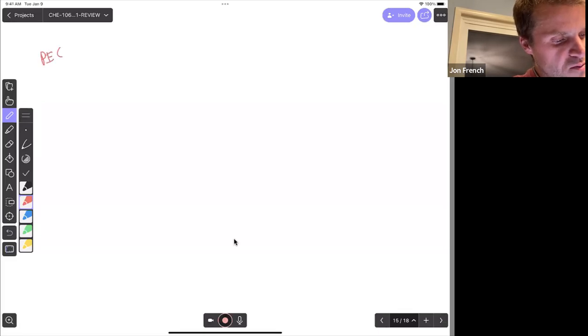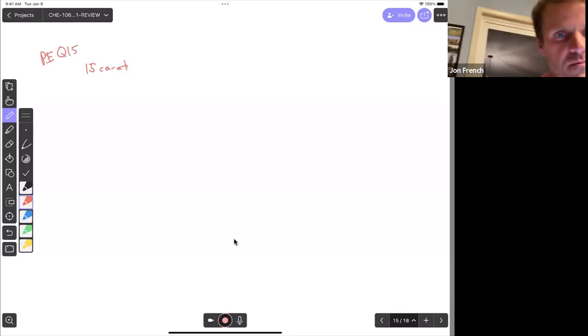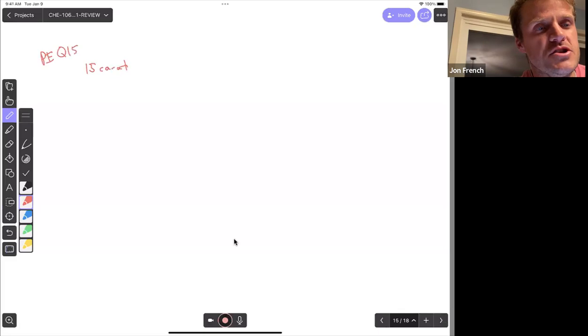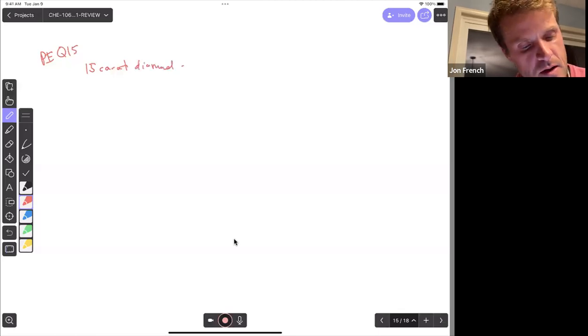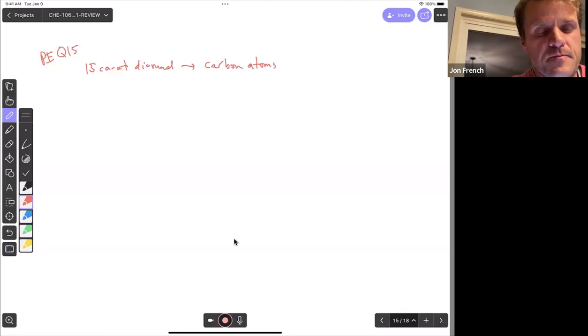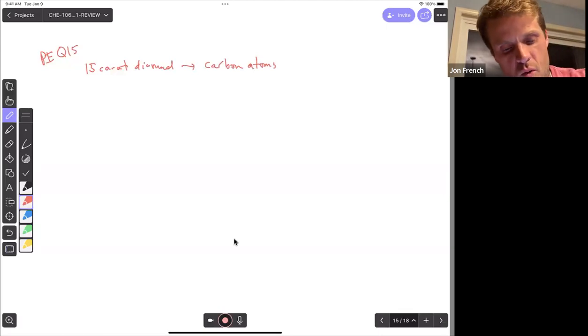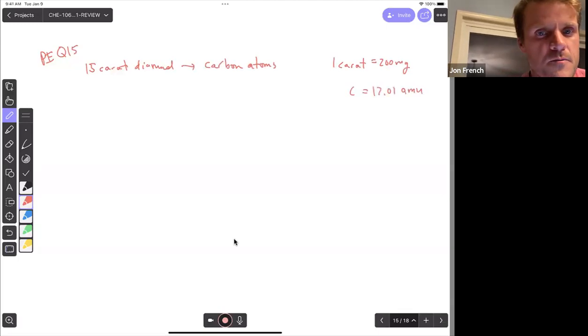So practice exam question 15: I've got a 15 carat diamond, and I want to know how many carbon atoms. Someone earlier in the chat asked if we could practice going to atoms. I forget who asked, but this is a question where we're going to go to atoms. So you want to go from carats of a diamond to carbon atoms. There's a few things we know: 1 carat equals 200 milligrams, and carbon is 12.01 AMU.